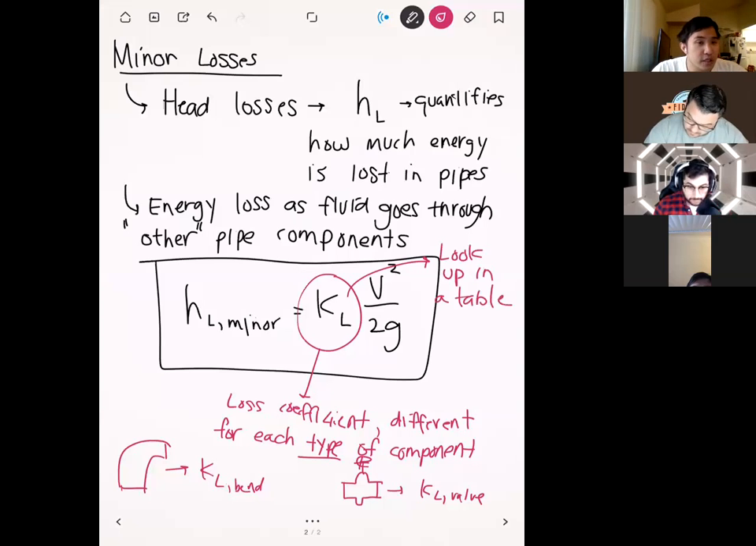Okay. And so there's a table for it in the book. There's actually several of them. But the main one I think you'll probably use is table 8.2. And so 8.2 I think has the biggest collection of loss coefficients for certain pipe components. And so I'm not going to go over that specifically, but I will go over something that's not in the table that is pretty common.